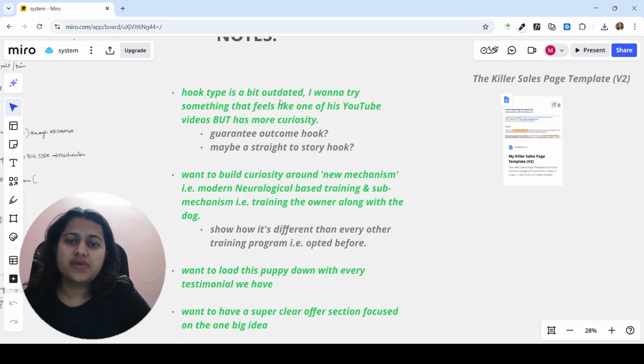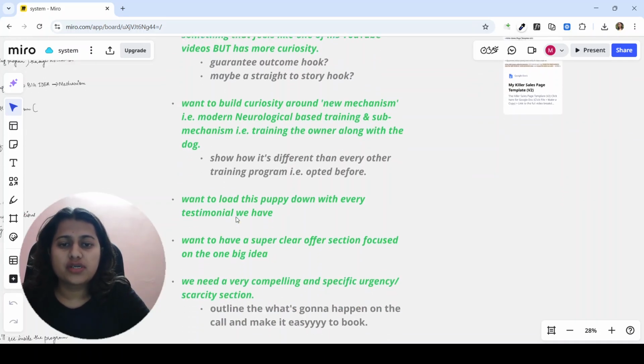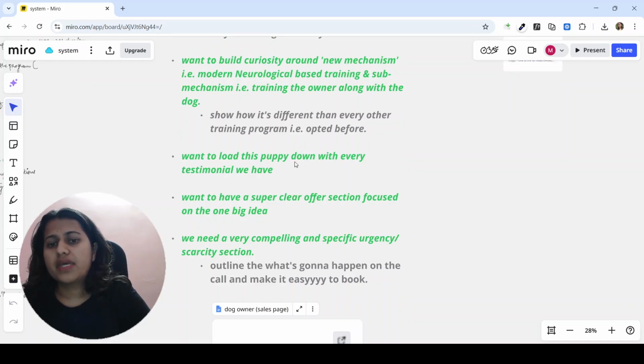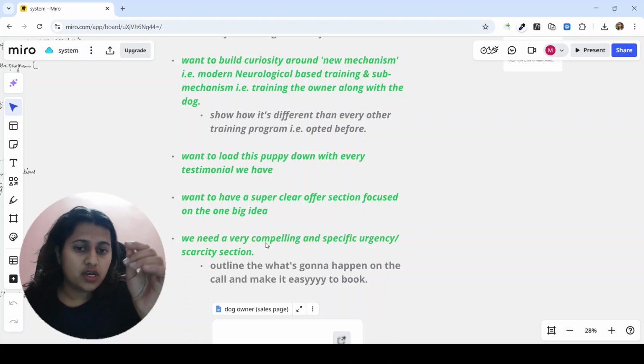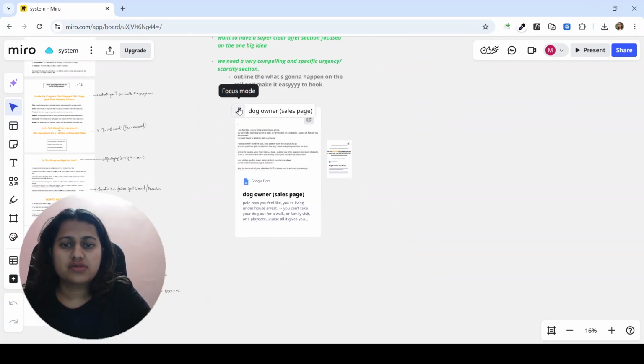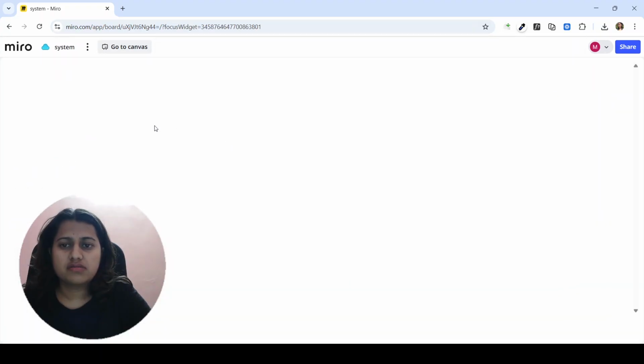The hook type is a bit outdated. The hook was a bit outdated before, but now we have changed it. We have built curiosity around a new mechanism, that is modern neurological-based training, and a sub-mechanism, that is training the owner along with the dog. We want to load this page down with every testimonial we have, want a super clear offer section focused on one big idea, and we need a very compelling and specific urgency and scarcity section. So this is exactly how it turned out to be.